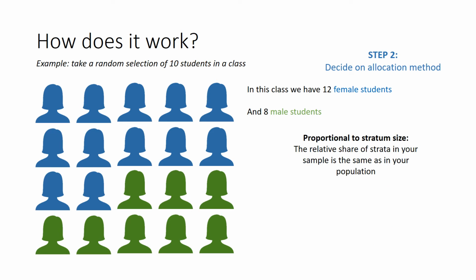Another strategy is to divide the sample size proportional to the stratum size. This means that the relative share of the strata in your sample is the same as in the population. In this example, our population consists for 60% of women and for 40% of men. If we want our sample to reflect that distribution, then 60% of our sample should be female and 40% should be male. From a total of 10 respondents, that would give us 6 female respondents and 4 male respondents.